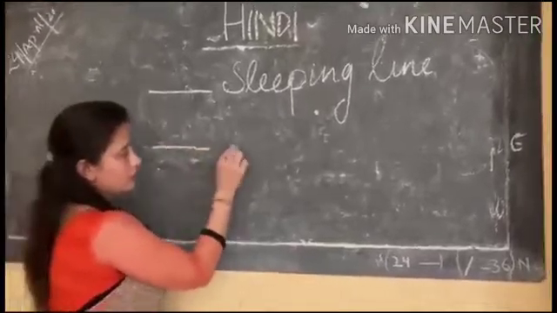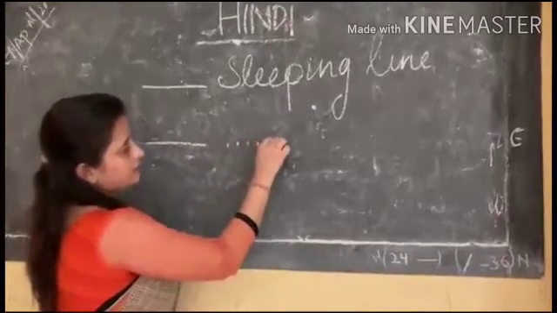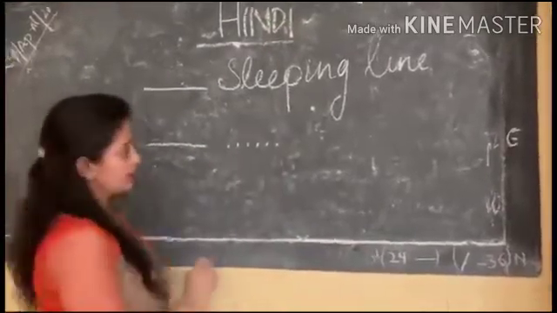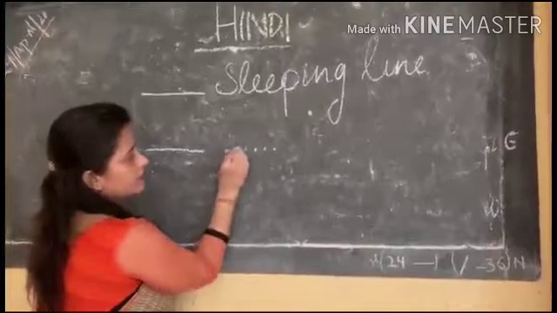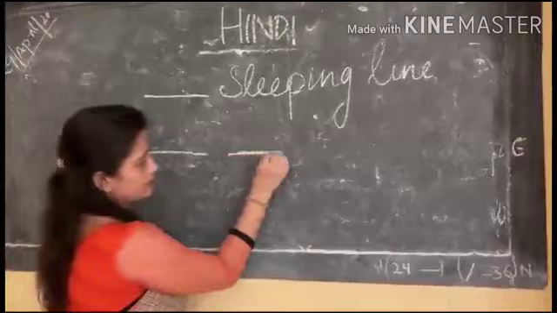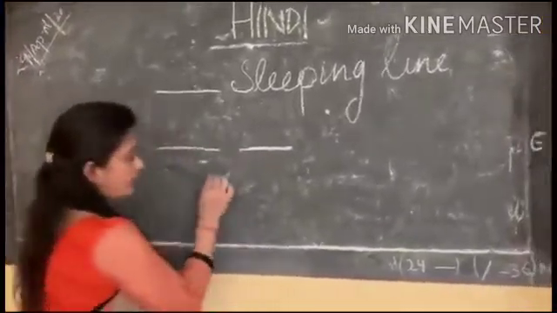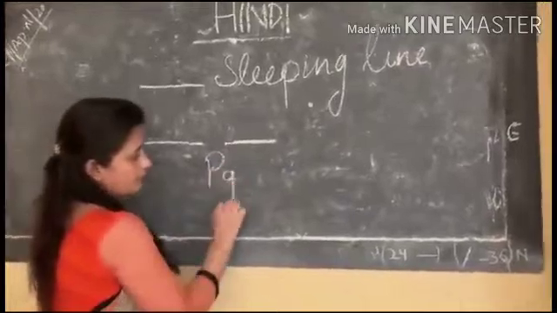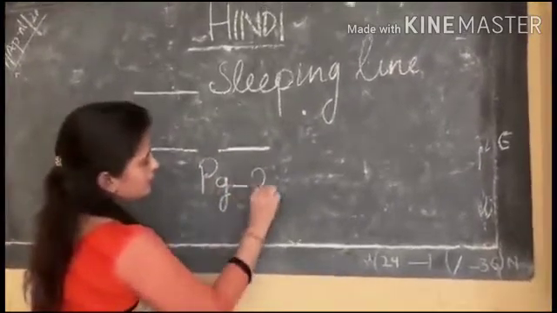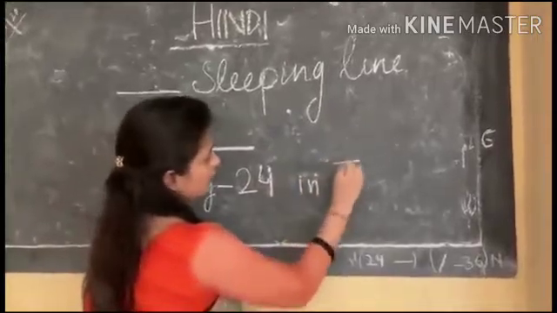So ask your mother to make dots. Make dots like this and you will trace the dots like this. Very good. So today what will you have to do? You will have to do page number 24 in the task book.